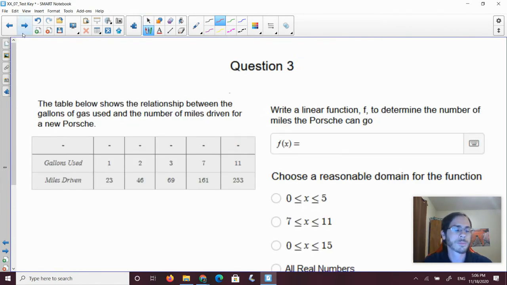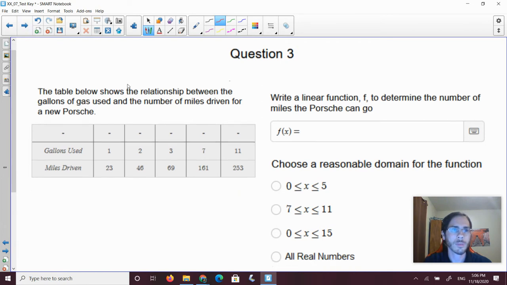For number 3, we got a nice table. Here it says the table below shows the relationship between gallons of gas used and the number of miles driven for a new Porsche. To get the equation, we need 2 things. We need the slope and the y-intercept. We've done this one a few times, we've done it a few ways. In class, we've been looking at the last numbers, so we may as well just keep looking at the last ones. It'll probably be faster to do something else, but if we do it this way, it will always work.